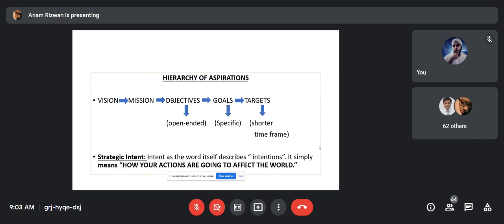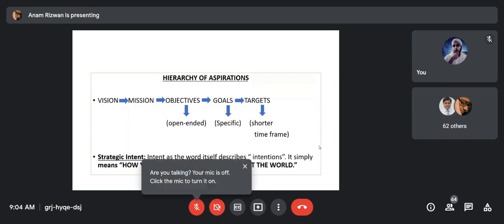And objectives are open ended, they can have a lot of things inside them. For example, sir gave us an example yesterday that they wanted to have an enhancement in the physical structure of the MBA department. So it was just one example. And then if we talk about goals, goals are very specific, as already mentioned in the previous slides. For example, we want to achieve a goal of high sales at the end of this month, so it will be my goal. Talking about my targets, targets have a shorter time frame.